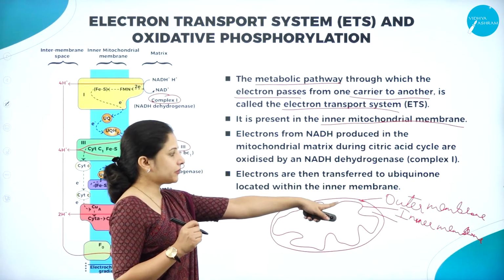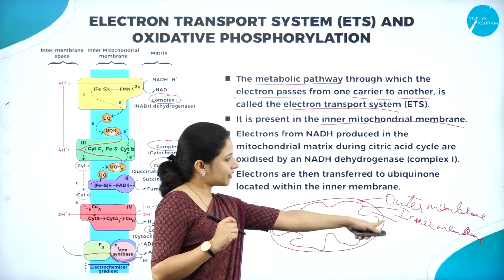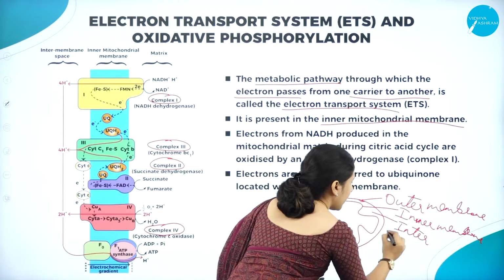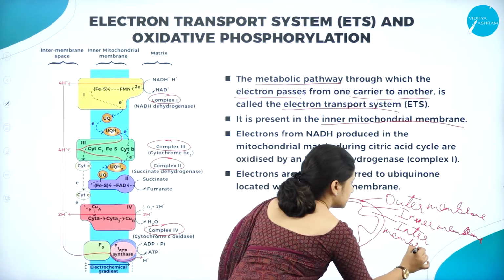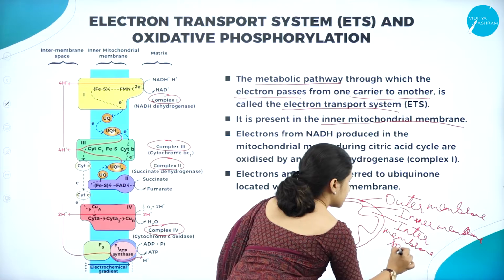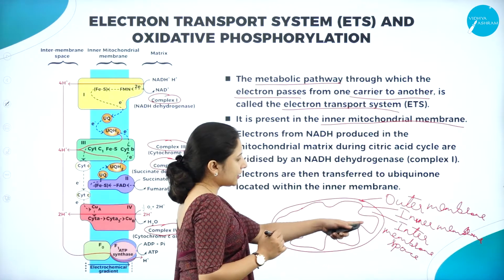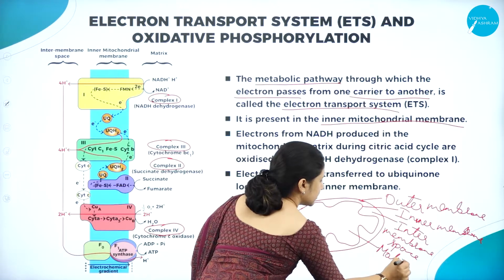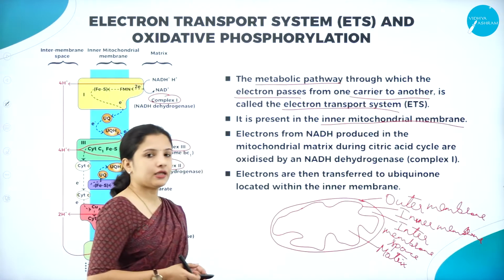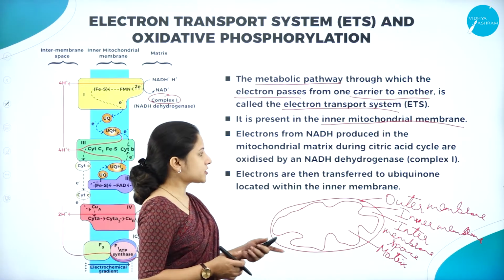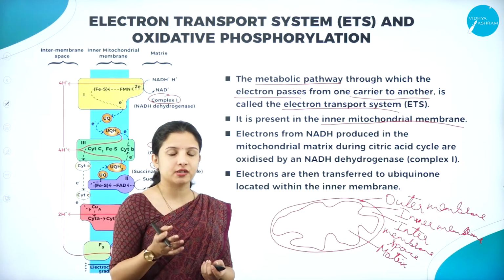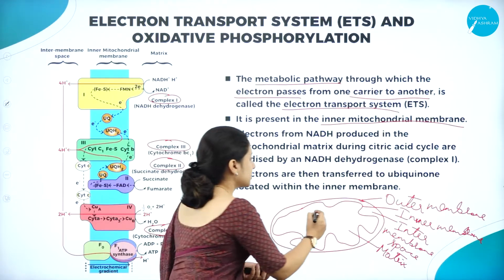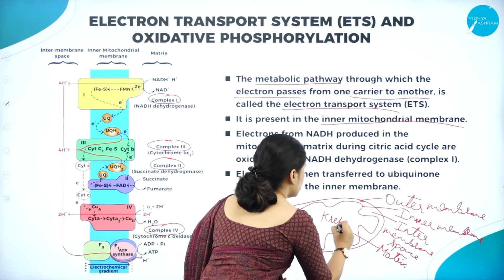In between the outer membrane and the inner membrane there is a space which is called the intermembrane space. And inner to the inner membrane is present the matrix. We should always know that in the matrix, an aerobic pathway takes place, which is called the Krebs cycle. So in the matrix, usually the Krebs cycle will occur.